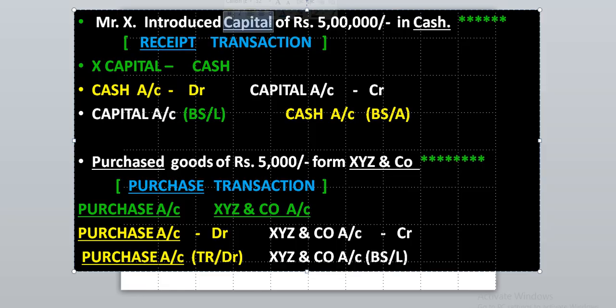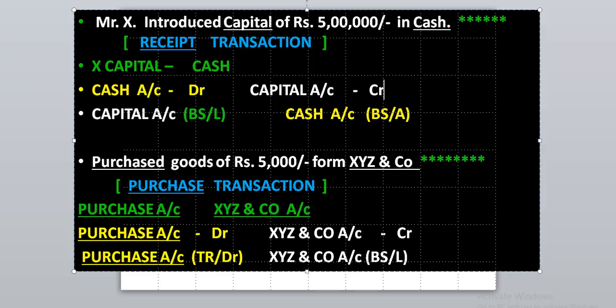One is capital account and the other one is cash account. These are the two accounts which are affected in this particular transaction. And the third point is which account to be debited and which account to be credited. Here the cash account is debited and the capital account is credited. The journal entry of this particular transaction is cash account debtor to capital account.